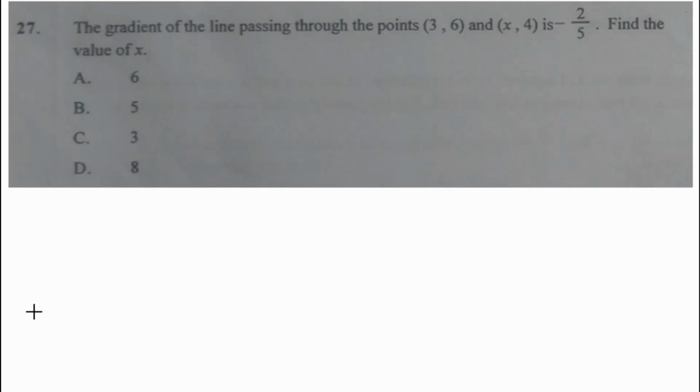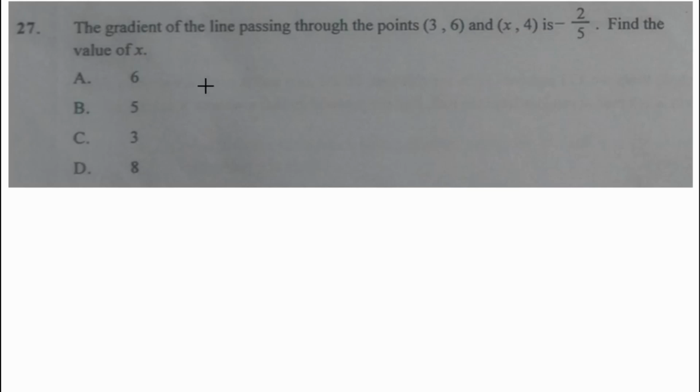Today I'm solving objective questions 27 and 42 of the 2023 General Mathematics paper written by Ghana. I choose to put these two questions together because they are related. So let's take question 27, which says that the gradient of the line passing through the points with coordinate (3, 6) and (x, 4) is negative 2 over 5. Find the value of x.